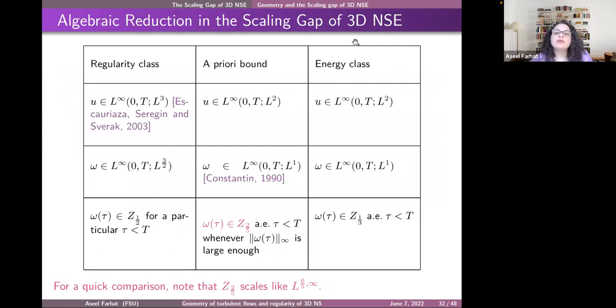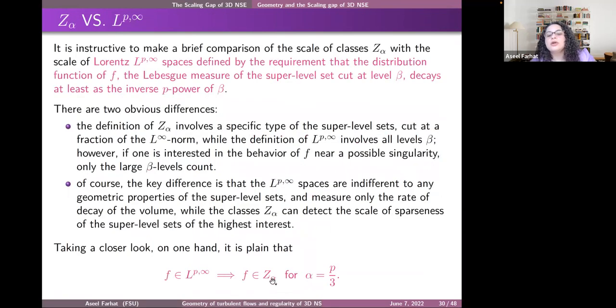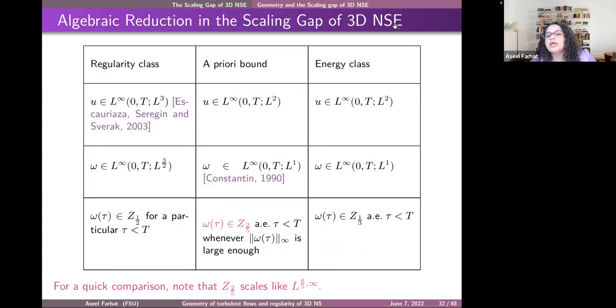So we have the energy class. This is where all our a priori bounds stand. You see it is u in L^2, which is equivalent to ω in L^1. And this is the work of Constantin in the 90s. So ω in L^1, this is p = 1. And according to this inclusion, you are automatically in Z^α where α is 1/3. So this is the energy class for these spaces.